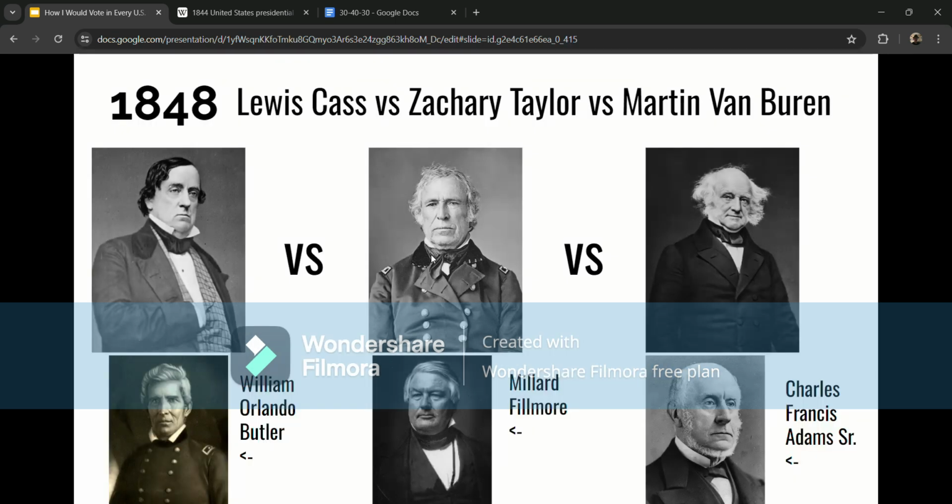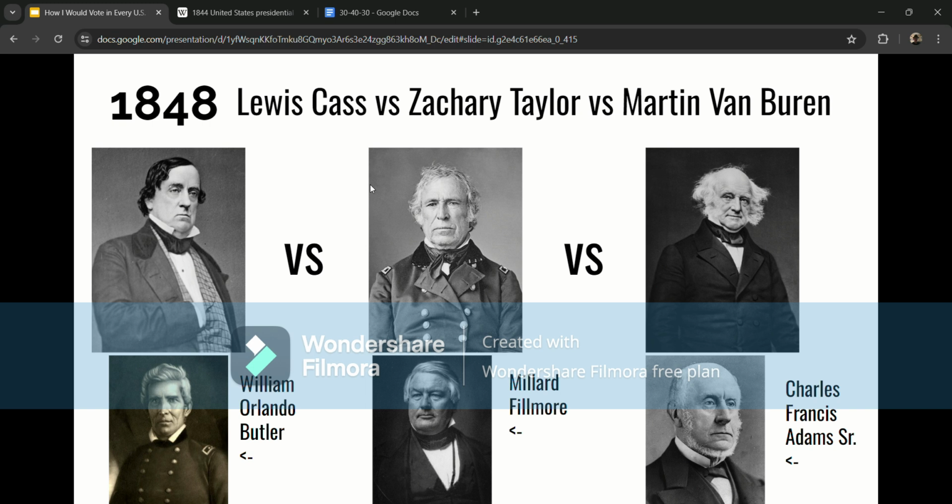All right, next we have 1848, where we have Democrat Lewis Cass versus Whig Zachary Taylor versus former President Martin Van Buren for the Free Soil Party. So Polk, of course, has been in office for 4 years. He has accomplished everything that he said he was going to do in his campaign promises.